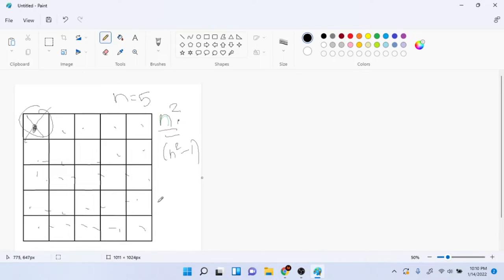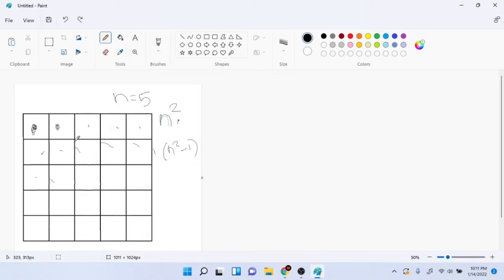But think about it. If I just do n squared times n squared minus 1, I'm actually double counting. Imagine I place the first piece here and the second piece here, and then I go on and on until I get to the end.